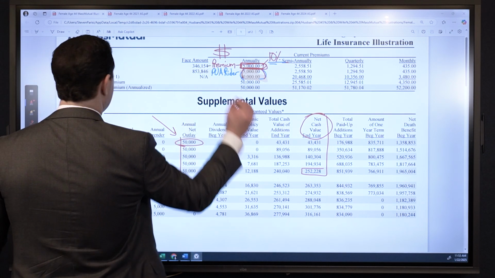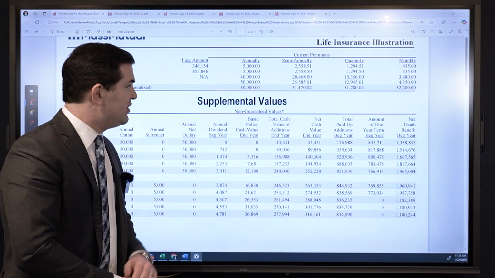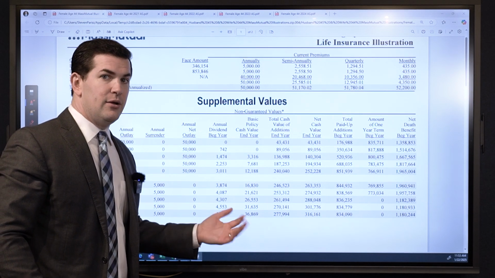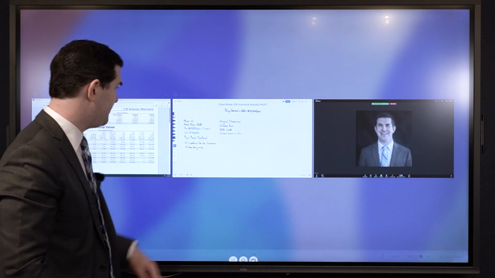So we want to minimize that premium as much as we can. Okay, so this is what was originally illustrated. What actually happened? So there's a couple things we want to look at here.